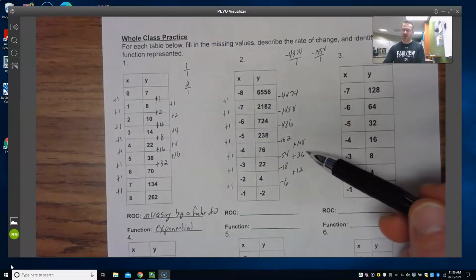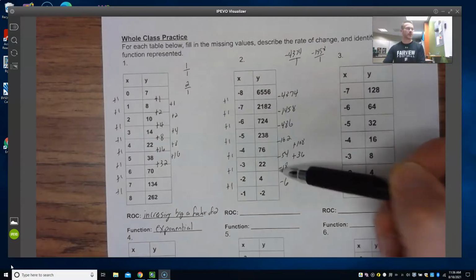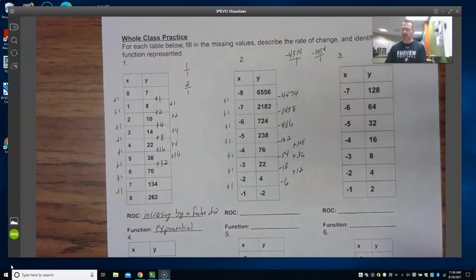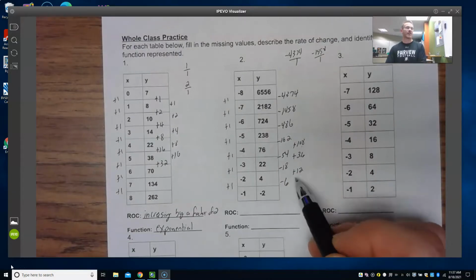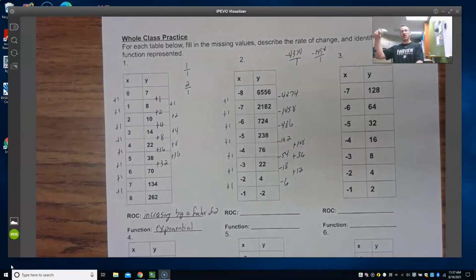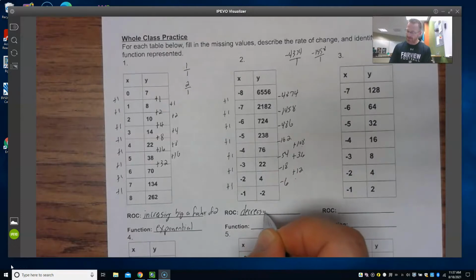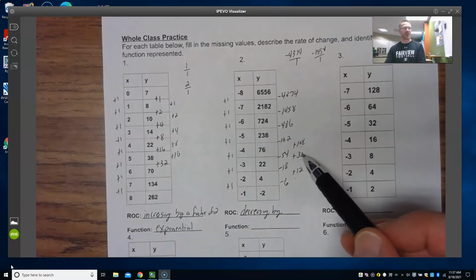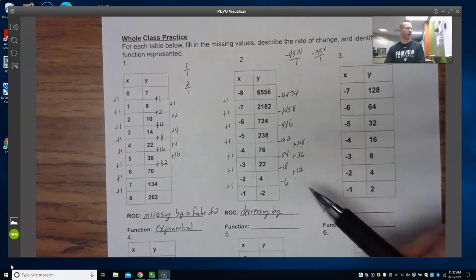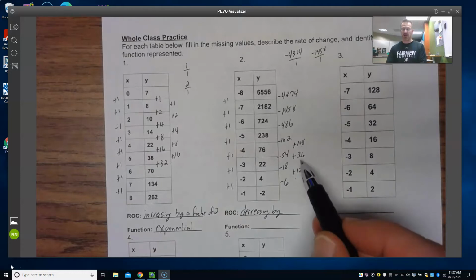I should know that this is decreasing, because these numbers are getting smaller. I'm adding 108, then I'm adding 36, then I'm adding 12. So my rate of change is definitely decreasing by something. How do you go from 36 to 12? I divide by 3. I can double check that: 108 divided by 3 is 36, so it works.